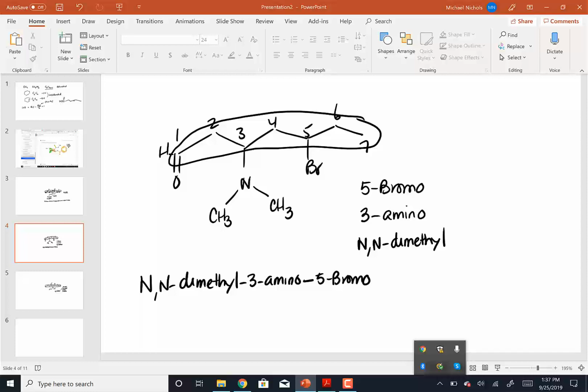Now the parent name. So it's got how many carbons? 7. So this is going to be a hept. Is it an alkane, alkene, alkyne?